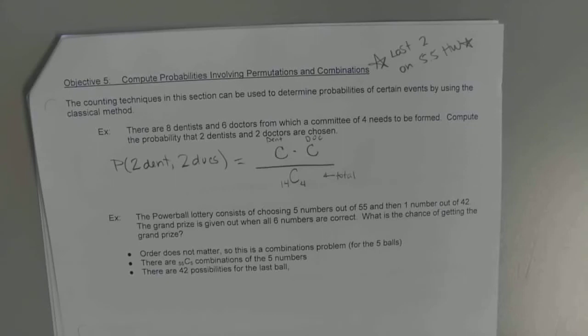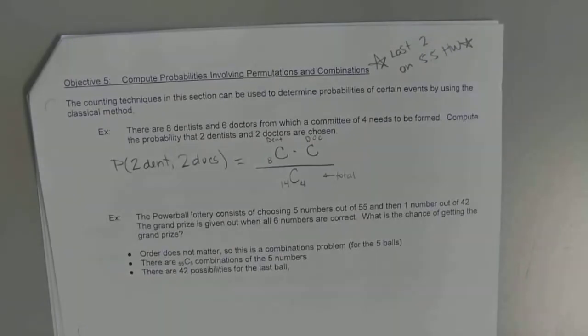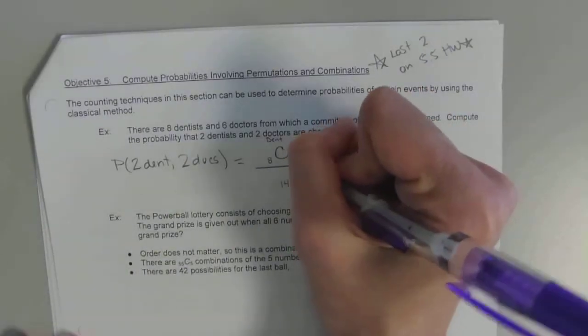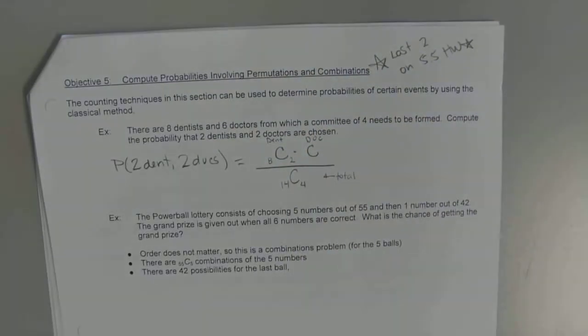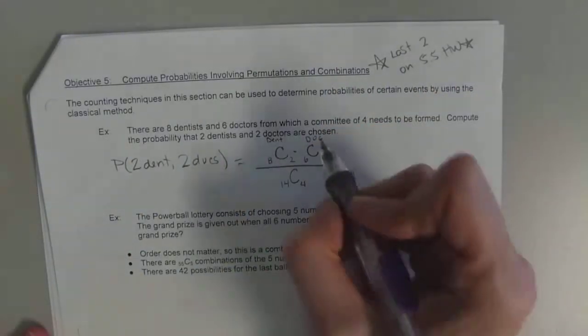So how many total dentists are there to choose from? 8. And of those 8, how many am I worried about choosing to be on my committee? 2. All right, we're done with the dentists. Let's go do the same thing with the doctors. How many total doctors are there to choose from? 6. And how many am I worried about choosing to be on my committee?